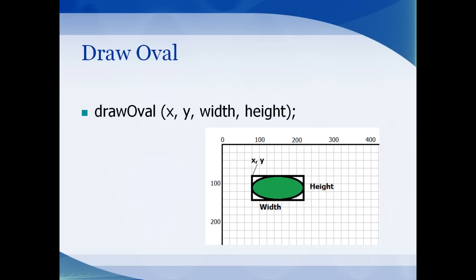The draw oval, or the fill oval, works in the exact same way as a rectangle. The Y just represents the highest point, and the X is the leftmost point.